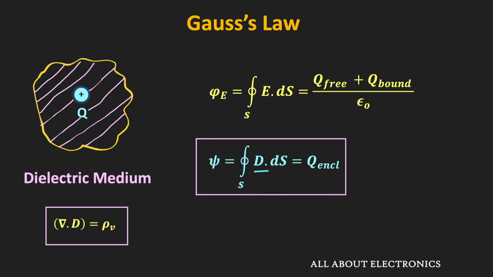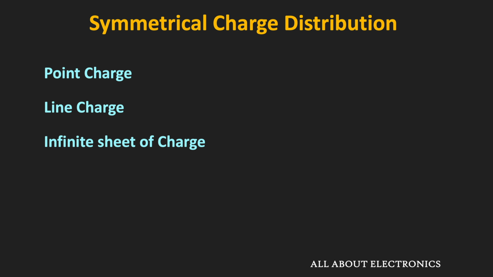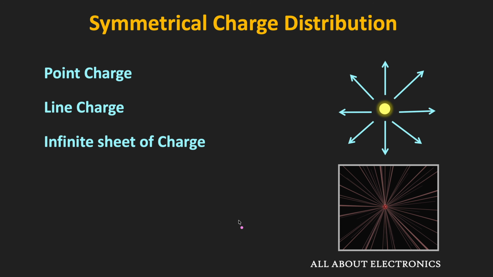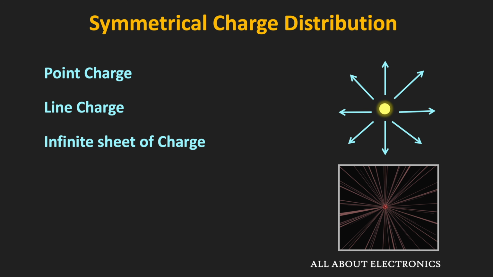Using this Gauss law, we can easily find the electric field intensity at any location if the charge or the charge density possesses symmetry. For example, if we take the case of the point charge, line charge or the infinite sheet of charge, then they have symmetry. In case of the point charge, we have the spherical symmetry, because if we have the positive charge, then the electric field lines go radially outward in all directions.